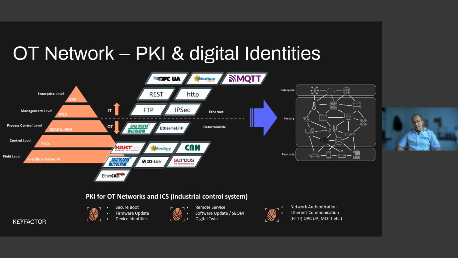But all of them are using mechanisms and security mechanisms to, at the end of the day, establish a confidential, integer and authenticated communication channel. And here, when we talk about PKI and digital identities in the OT network, we talk in general about functionality of network authentication, secure Ethernet communication via HTTPS, TLS, so usage by OPC UA, MQTT, or other protocols. We talk about remote services.